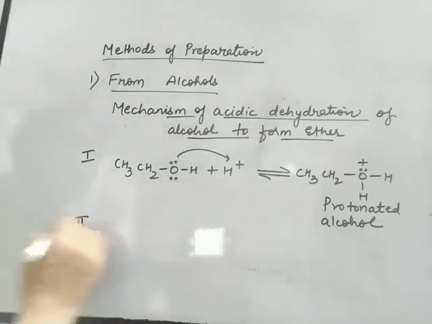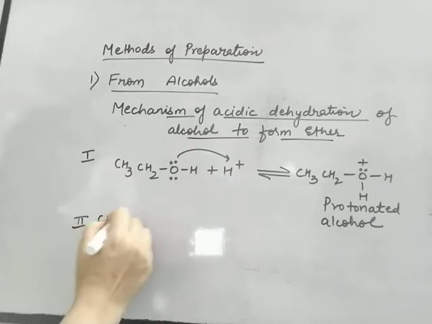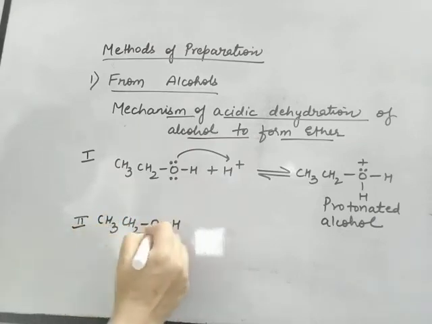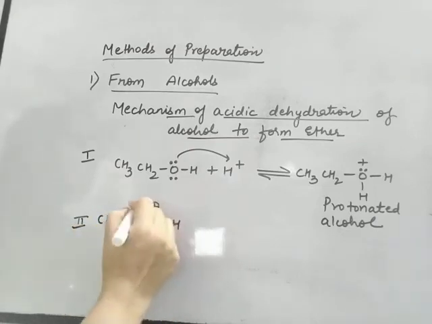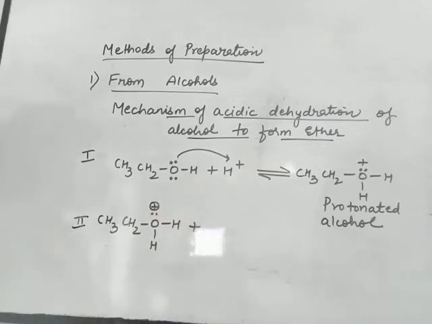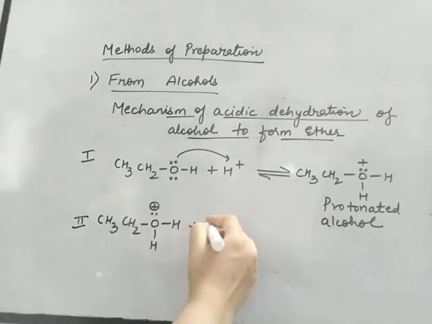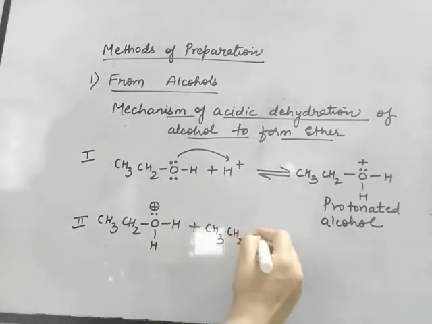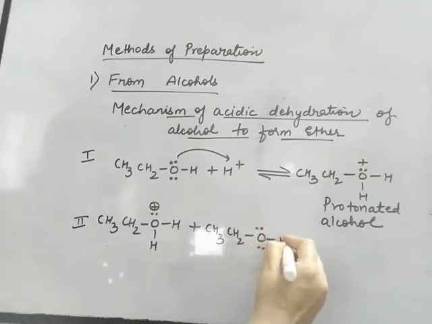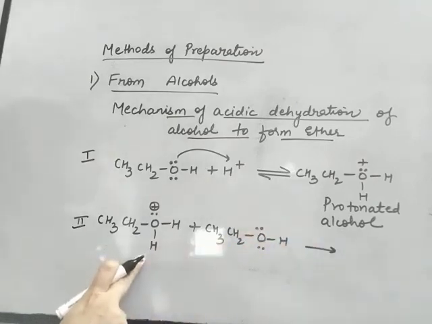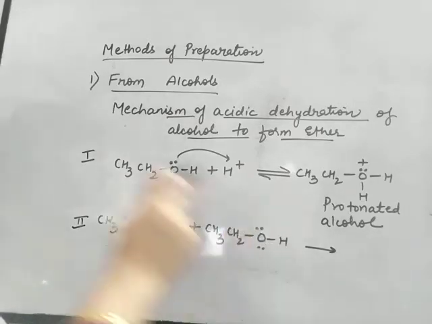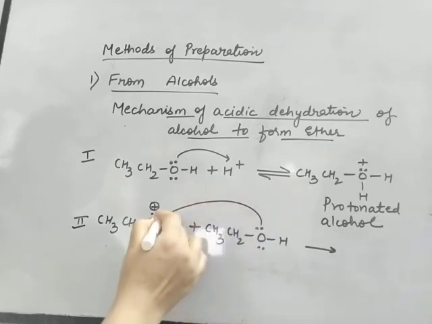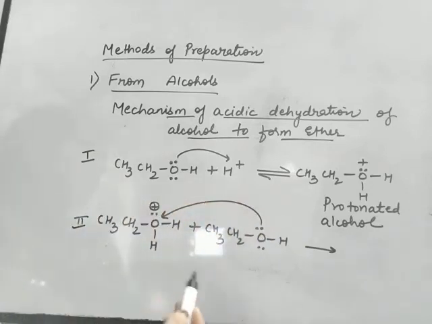Now in the second step, what will happen? This is the protonated alcohol. Now here the oxygen atom is positively charged. Since in this reaction 2 molecules of alcohols take part, in the second step the second molecule of alcohol will participate. This protonated alcohol will attack on the second molecule of alcohol like this, and the direction of arrow will be from lone pair to the positive charge.